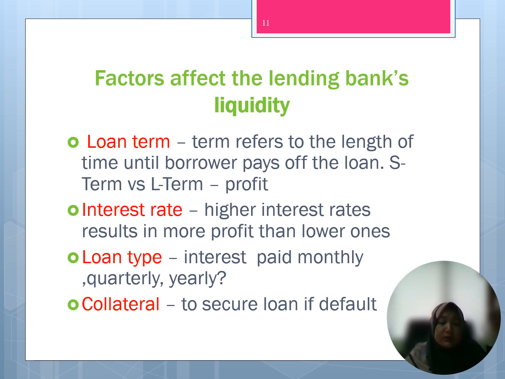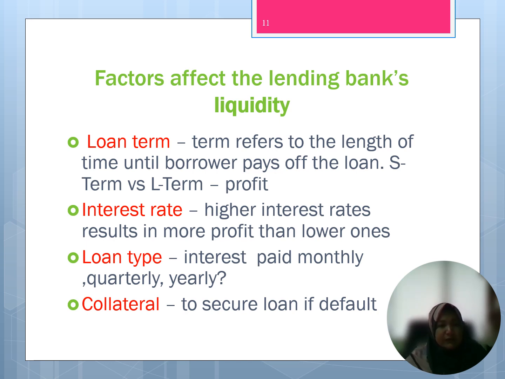However, this will affect liquidity. If the bank lends too much money for the long term, the source of funds in the bank will be lower, so there is low liquidity in the bank, which is high risk. The liquidity and profitability of the bank depend on the type of loan, based on tenure, short term or long term, and on the interest rate. If short term, the bank will have more liquidity because it can get its money back in a faster period.